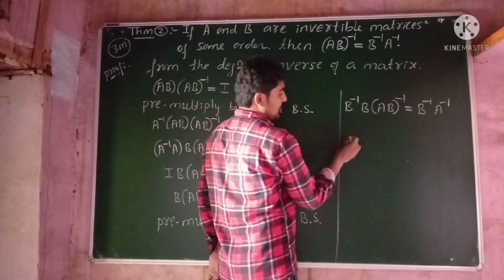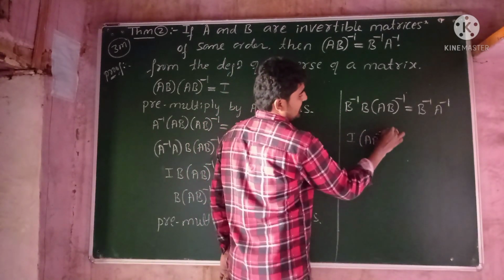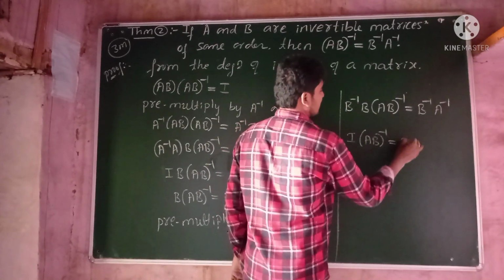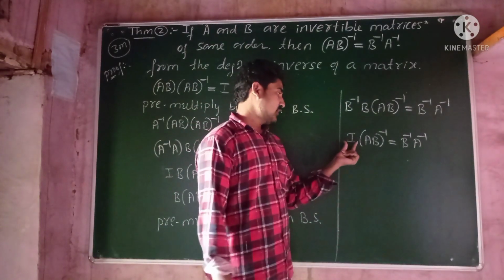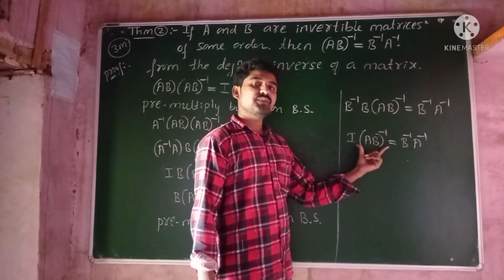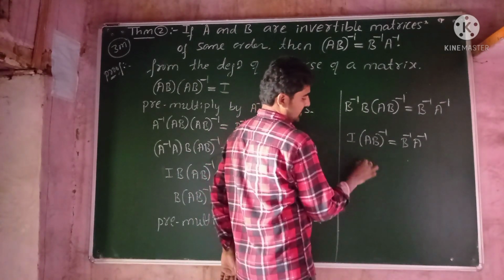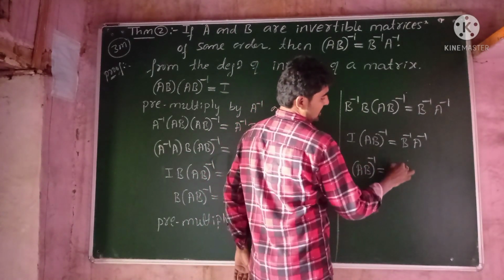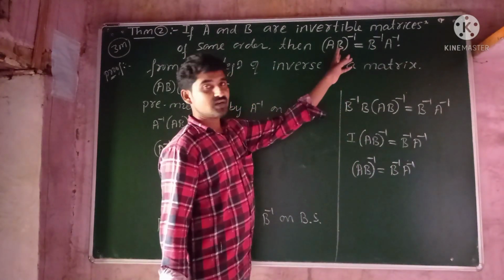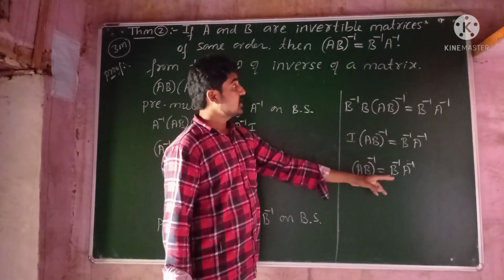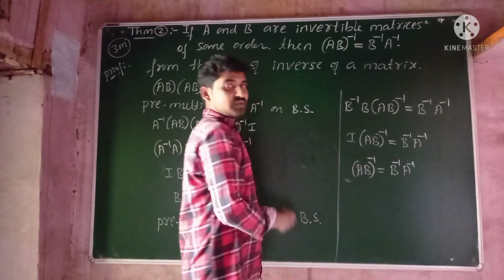Again B inverse into B matrix is equal to I into AB inverse matrix is equal to B inverse into A inverse matrix. Same thing, if I multiply unit matrix with inverse of AB matrix, the answer should be equal to AB inverse matrix, and which is equal to B inverse into A inverse matrix. And this is our required proof. AB inverse is equal to B inverse into A inverse. I hope all of you understood. If possible, take a note.